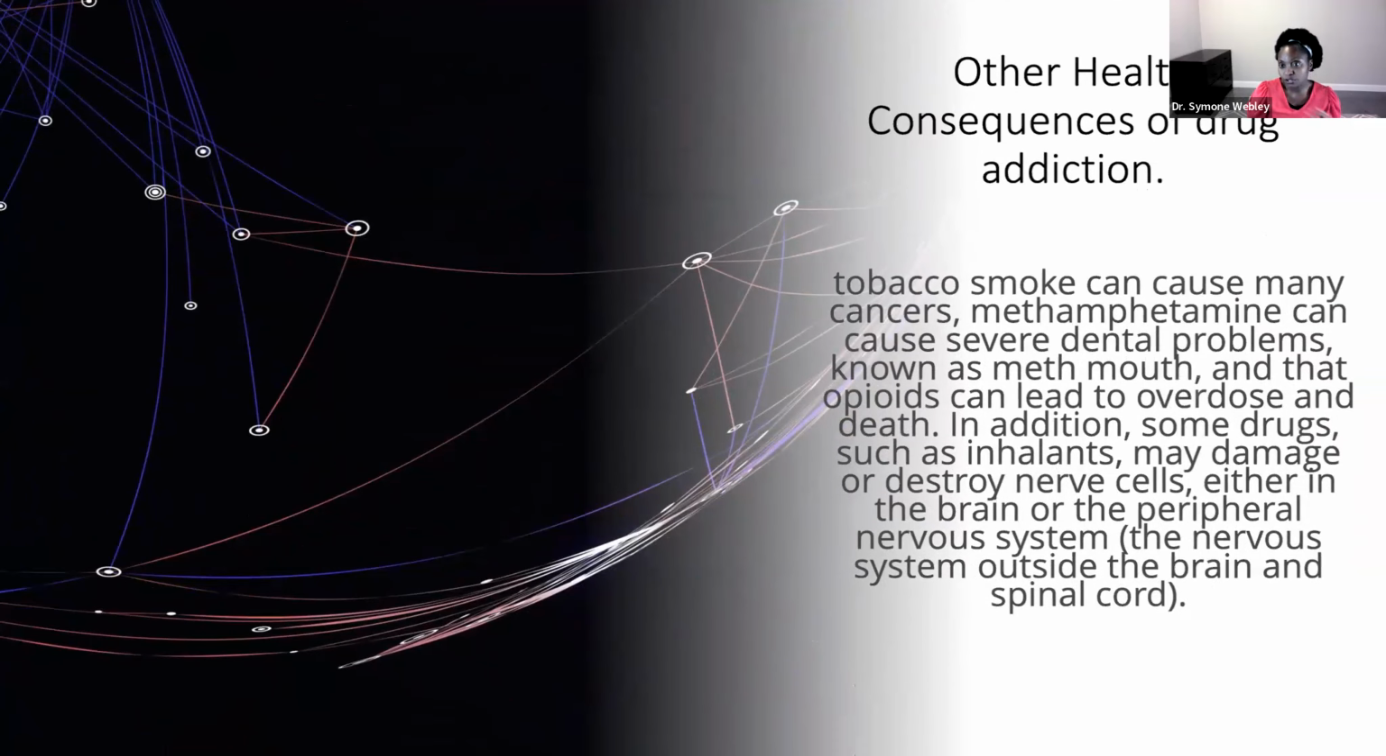And tobacco is another drug, and tobacco smoke can also cause cancer. Methamphetamine can cause severe dental problems, one of the things known as meth mouth. And opioids can lead to overdose and death. In addition, some drugs such as inhalants may damage or destroy nerve cells, either in the brain or the peripheral nervous system. So what ends up happening is that a person who's taking drugs, sometimes on their peripheries, like their fingers and their toes, they don't feel things as well.